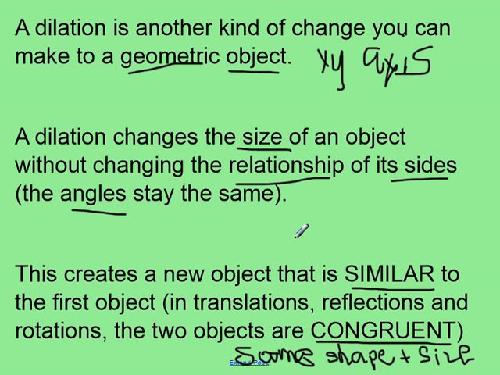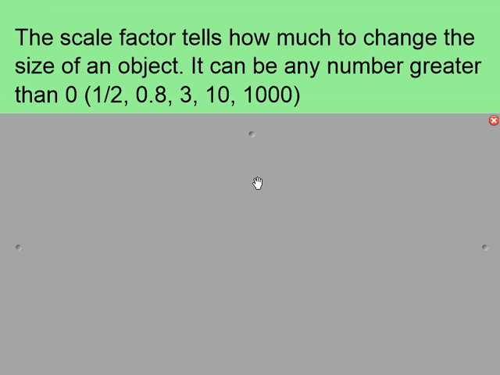Okay, so in a similar figure, they're the same shape but different sizes, and that's what's created when you do a dilation. When you have a dilation that you need to do, you're going to be told the scale factor. It might say dilate the object by a factor of 3 or 2 or 1/2. And it's going to tell you how much to change the size of the object. The scale factor can be any positive number. It could be 1/2, it could be 0.8, it could be 3, 10, 1,000. As long as it is not a negative number, we're good to go for the scale factor.